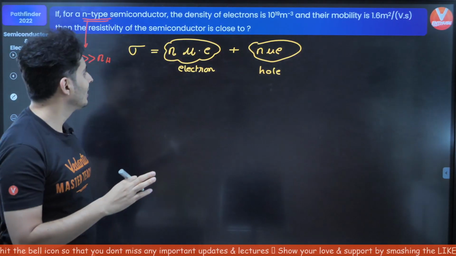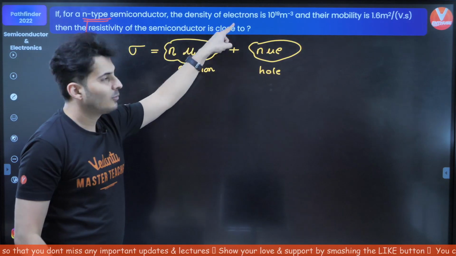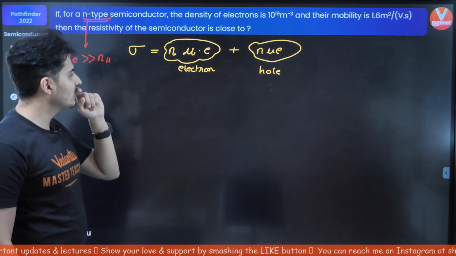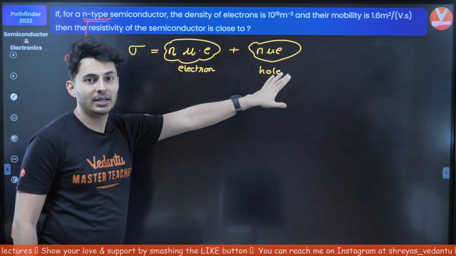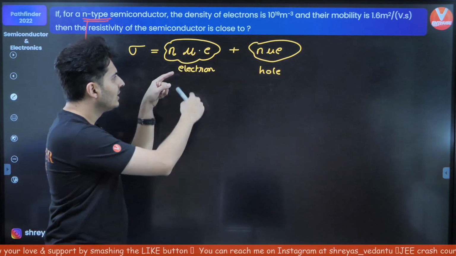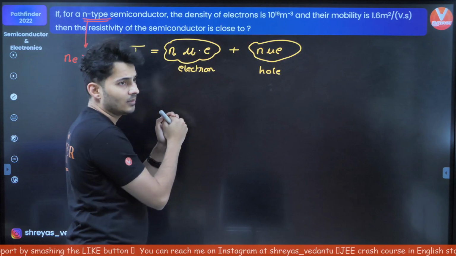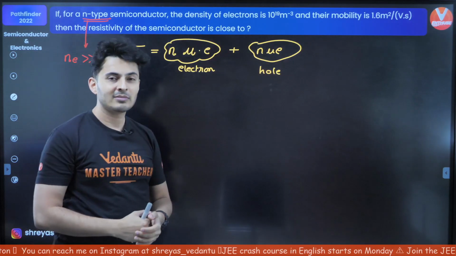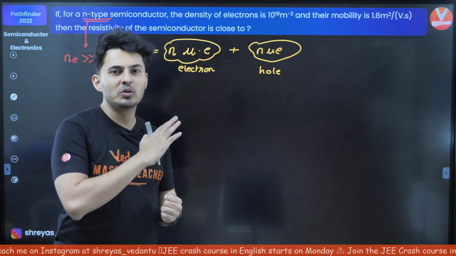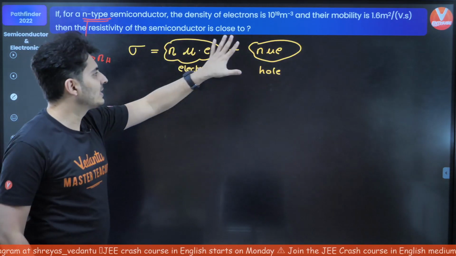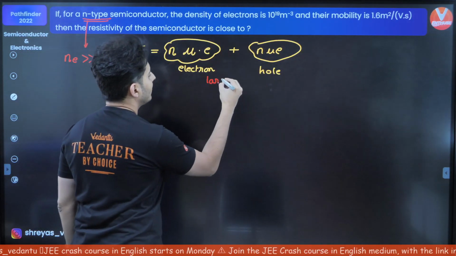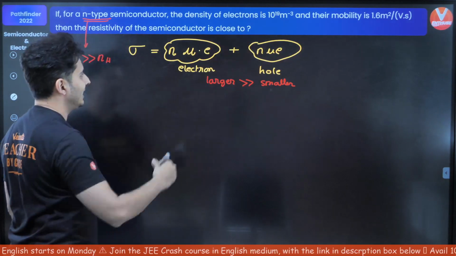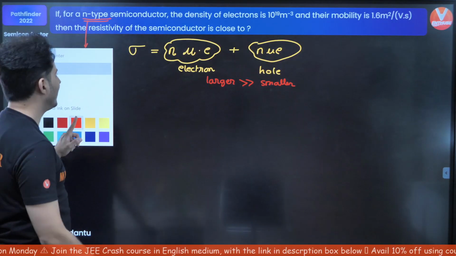Probably we have to make an assumption. That's why it has been written in the question, close to. That means you have to approximate. So how do I approximate? If electron concentration is more than the hole concentration, that means these terms will be higher than these terms. In fact, even the mobility of electron is much higher than that of hole. Correct? Electrons are more mobile, holes move slowly. So this term is much higher than this. Very important. So I can neglect it. And the moment I neglect it, things become very easy.